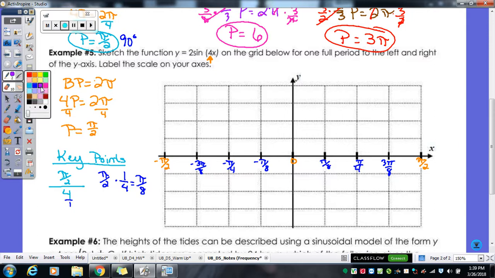Now, what's the amplitude of our graph? 2. So I'm just going to put a little scale up here because it told us to put a scale for both of them. I'm just going to go up by 1s and down by 1s. So our sine graph starts where? Sine starts at 0. So then we're going to go up to 2, back to 0, down to negative 2, back to 0. And then the pattern goes in reverse on the other side. So we go down first, back to 0, then up, back to 0.